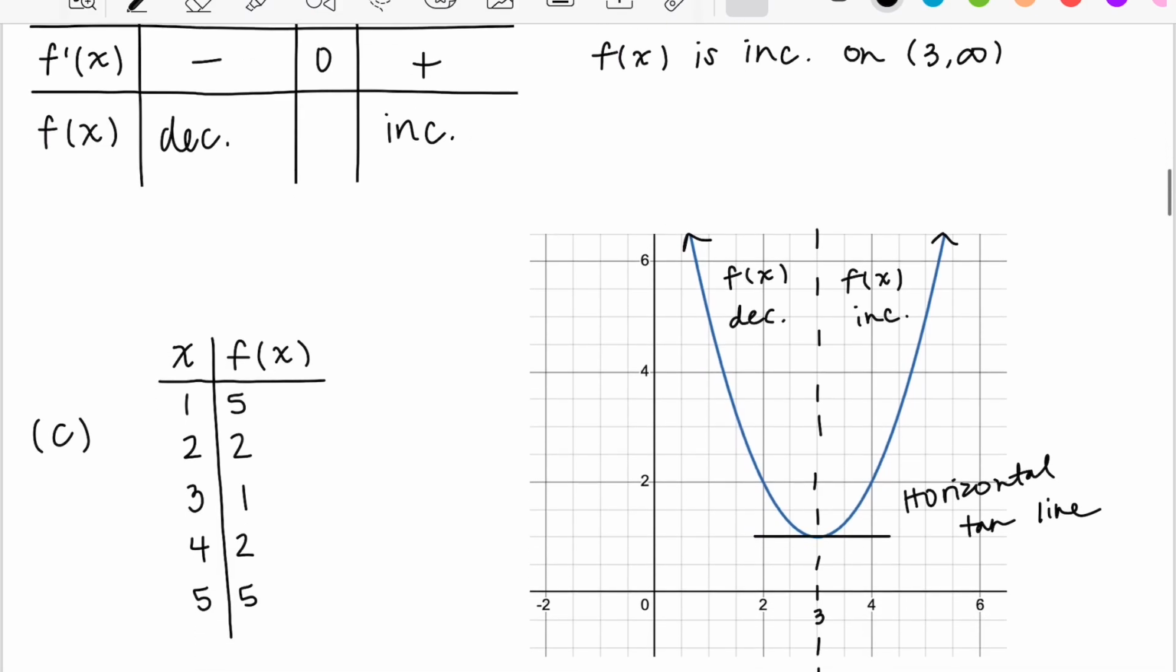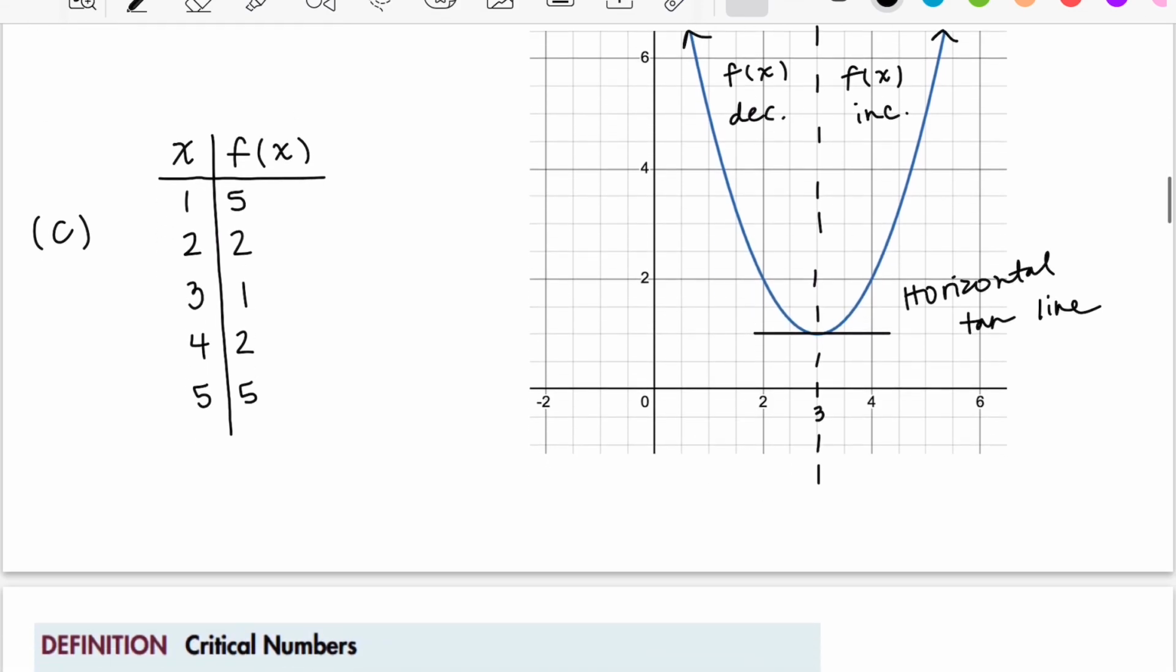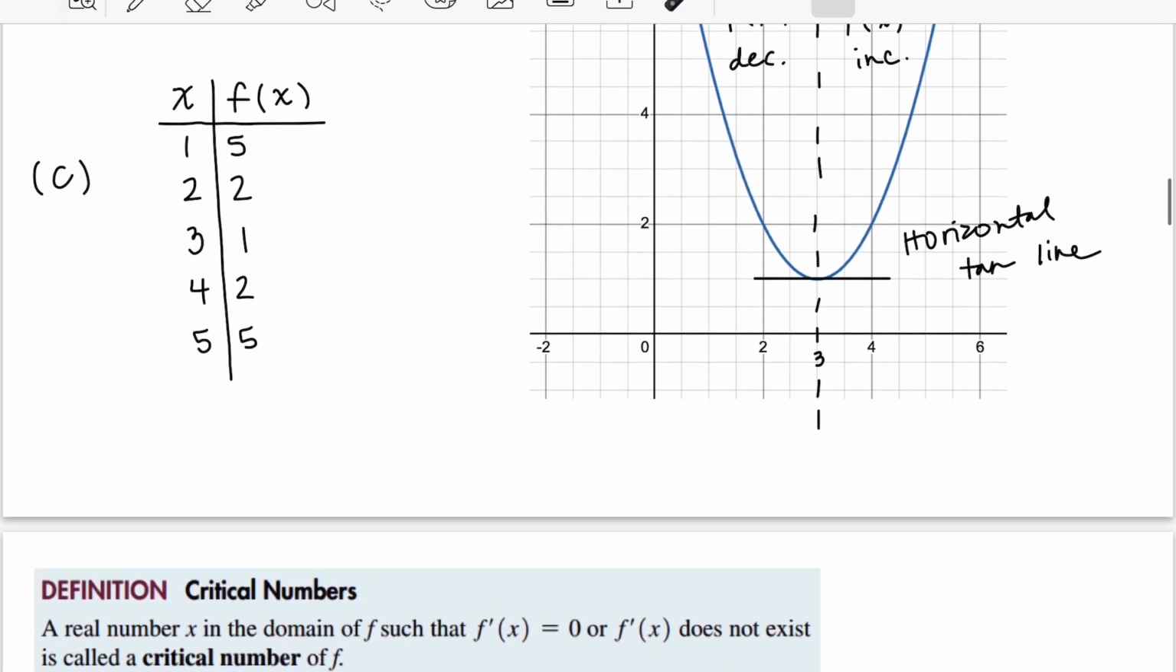All right, so the next thing we're going to introduce are critical numbers. If we have a real number x in the domain of our function, such that the derivative of our function is equal to 0 or does not exist, it's called a critical number of f. So this means when we say to find the critical numbers of f, what we do is we find the partition numbers of f prime of x.